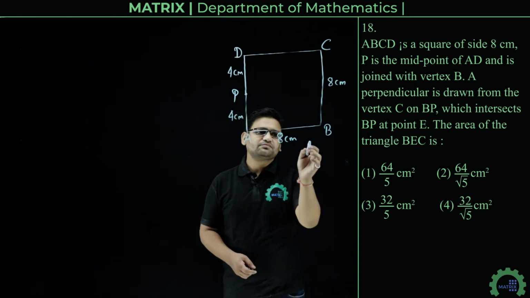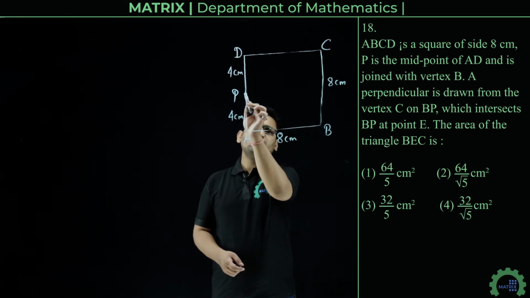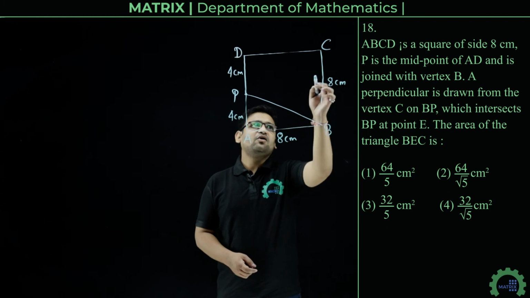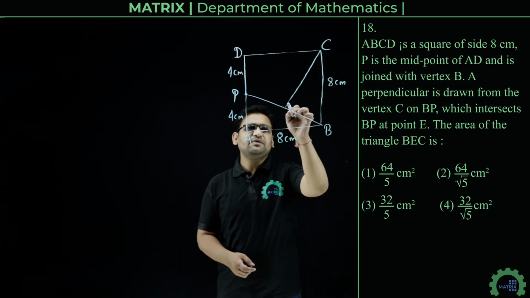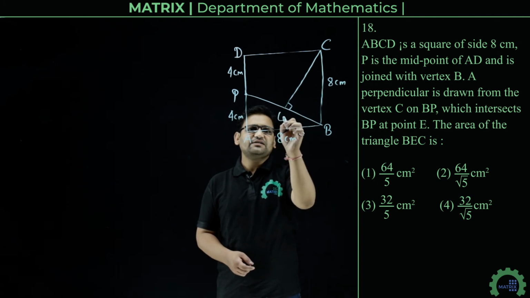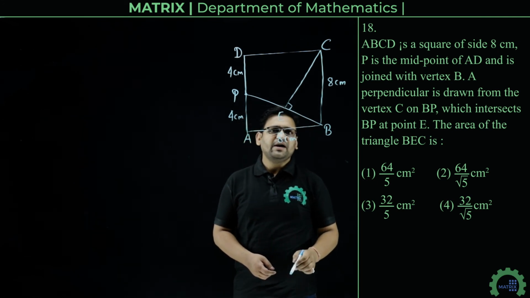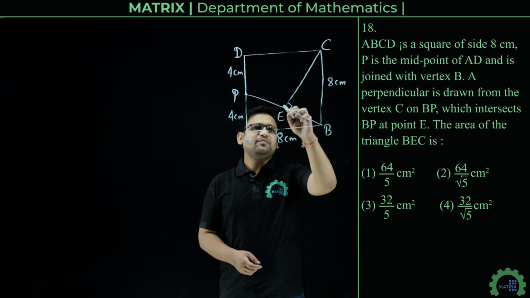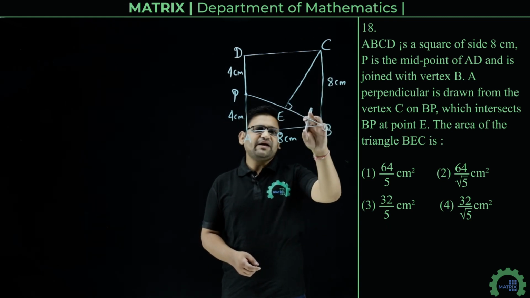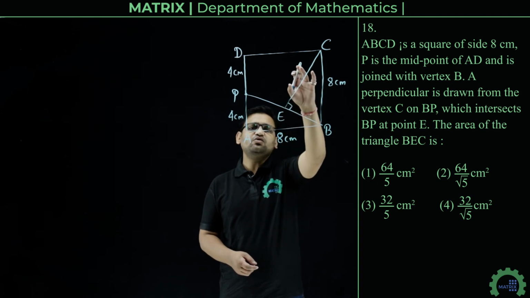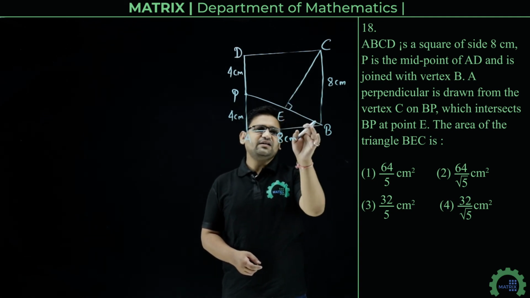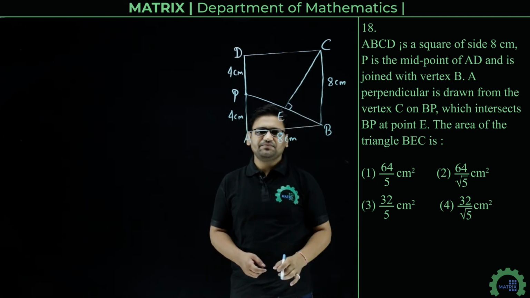Now according to the question, join BP and draw a perpendicular from point C on BP which intersects BP at point E. So let's say this is point E, and we need to find the area of triangle BEC. That is, area of triangle BEC will be half into base into height, that is half into BE into EC. So we need to find the lengths BE and EC.